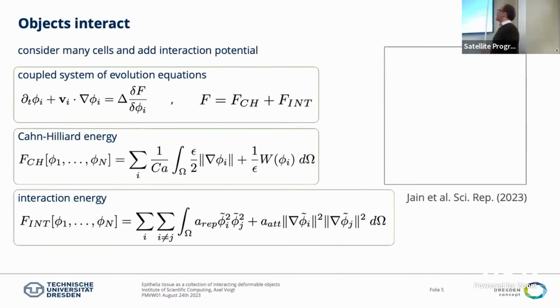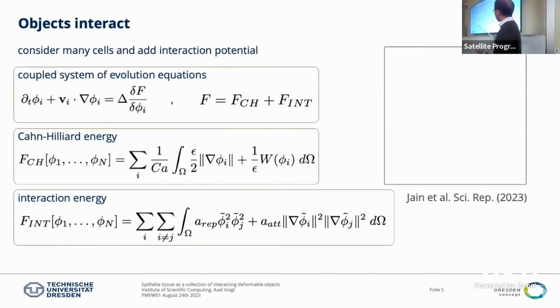Now, the question is, there's not only one cell, there are many cells, so we have to add more cells. The way to go is, instead of considering only one equation, we now have n of these equations, n being the number of cells. And then in addition to this Cahn-Hilliard energy, which is now modified, we just sum over all the cells, we have an interaction energy to take into account. So that's this one. And one effective way of modeling repulsive and attractive interaction is this.